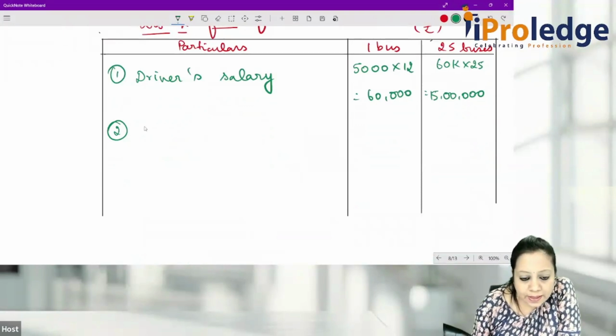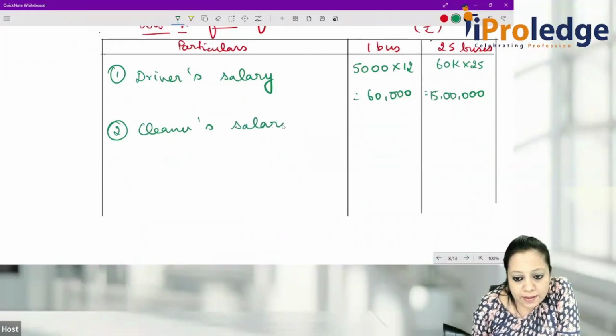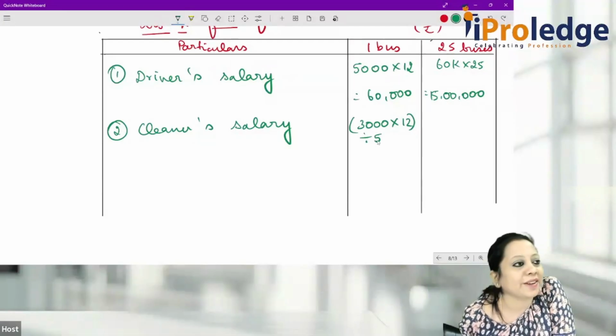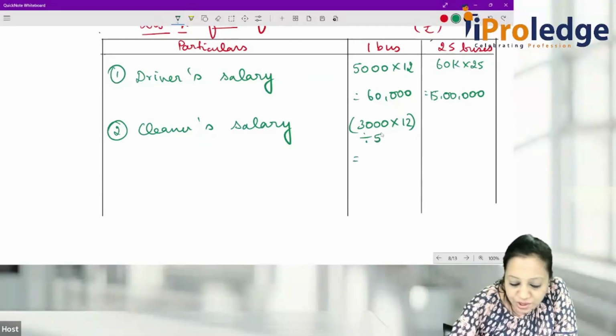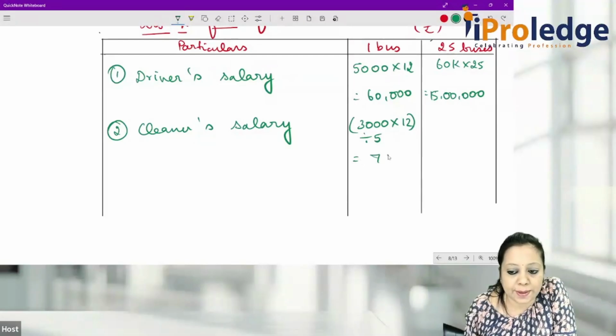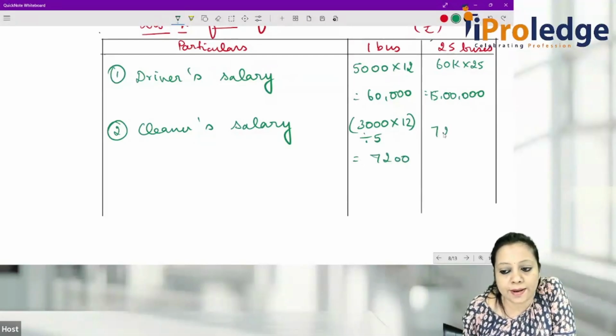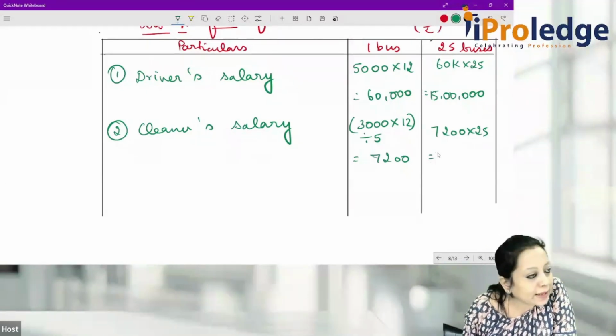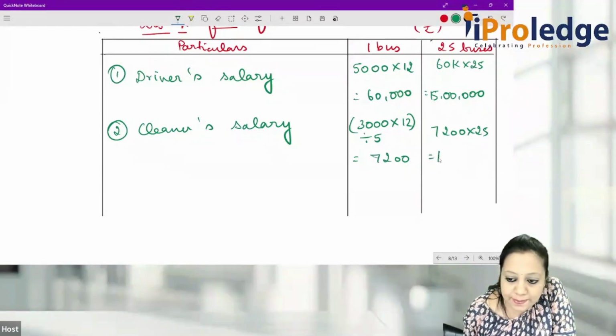So now, next one is cleaner's salary. The cleaner's salary is going to be 3,000 into 12, but that is going to be divided by 5. That is going to be 7,200. 7,200 into 25 is 1,80,000. Thank you.